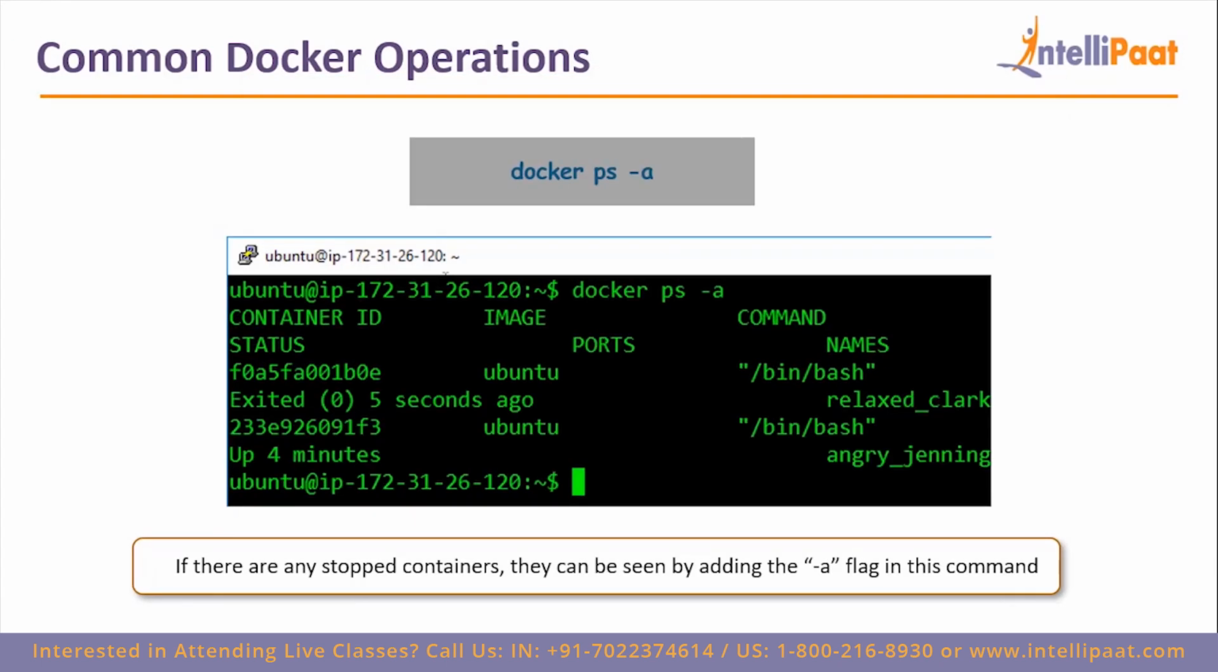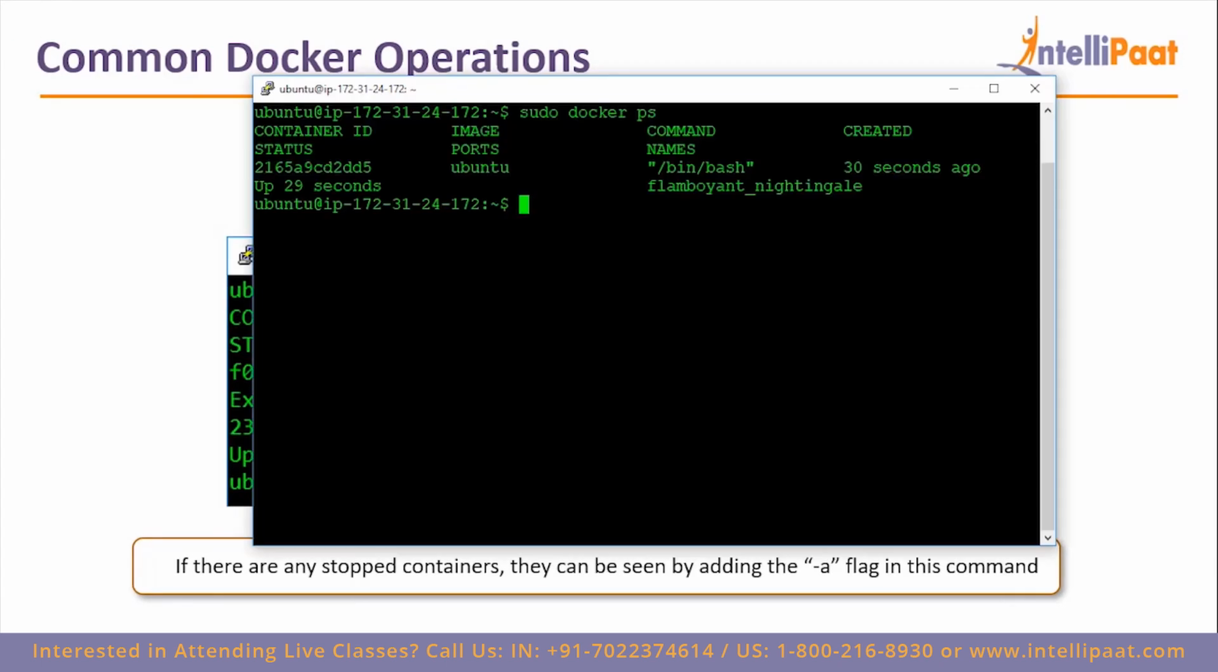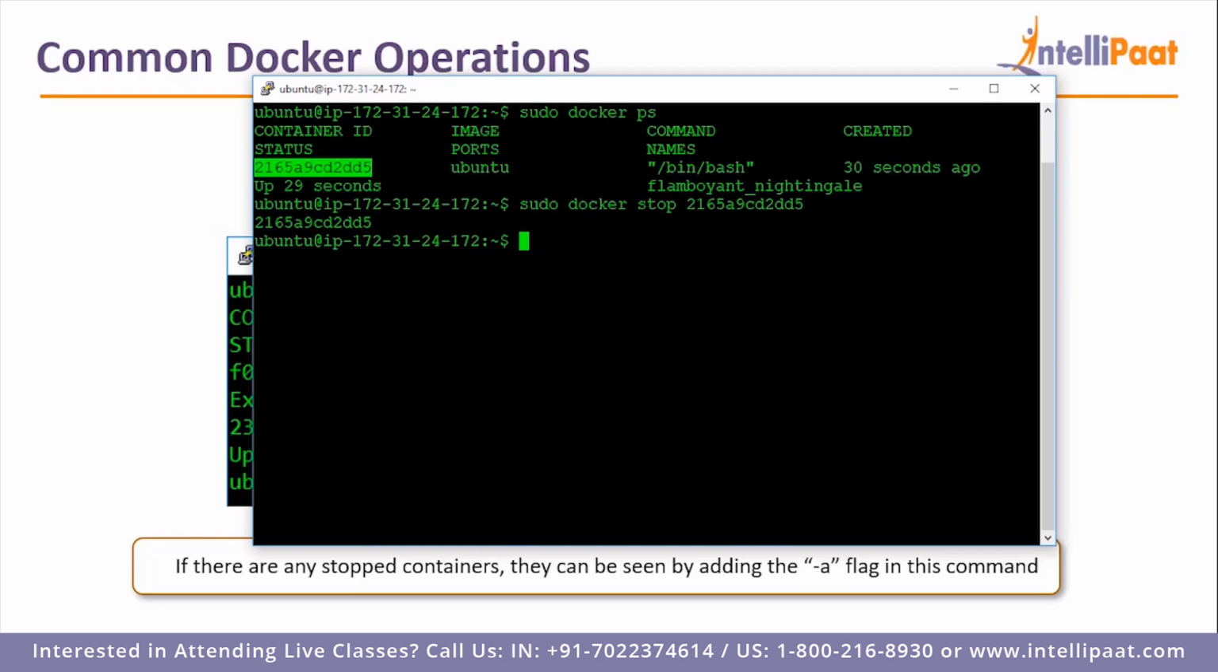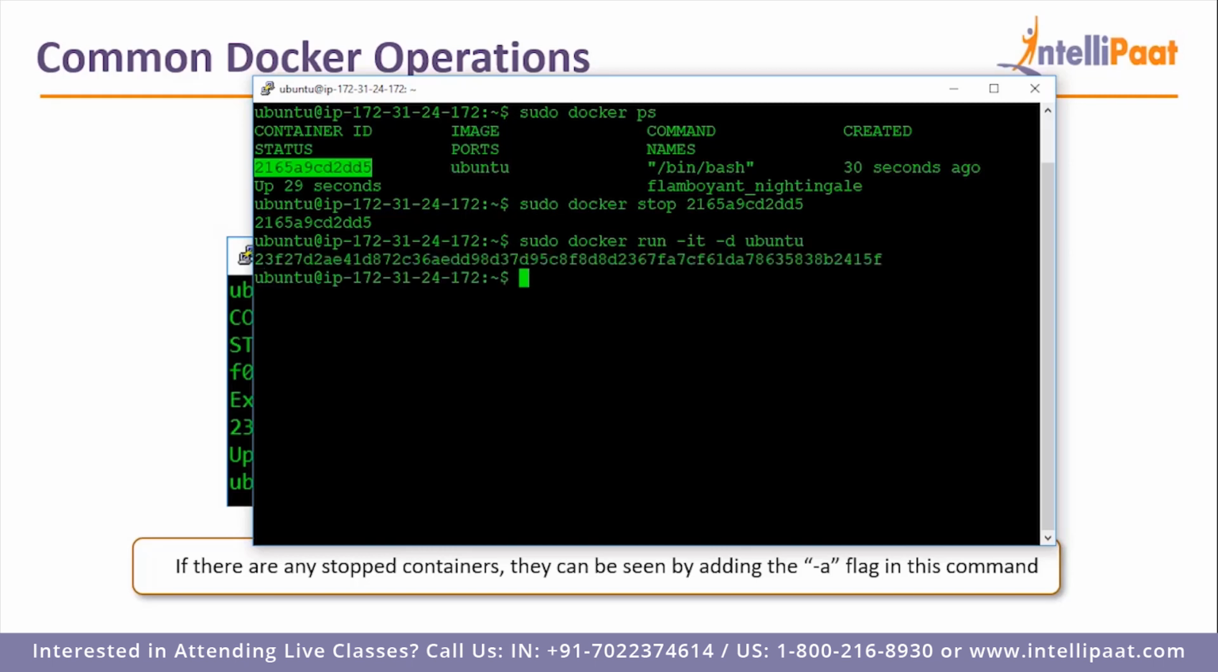So what's next? docker ps would basically show you the containers which are in the running state. But what if you want to see all the containers which are there in your system? For example, I can do a sudo docker stop, and I can stop this container, right? So this container is now stopped, and I can run one more container, which would be sudo docker run -itd Ubuntu.